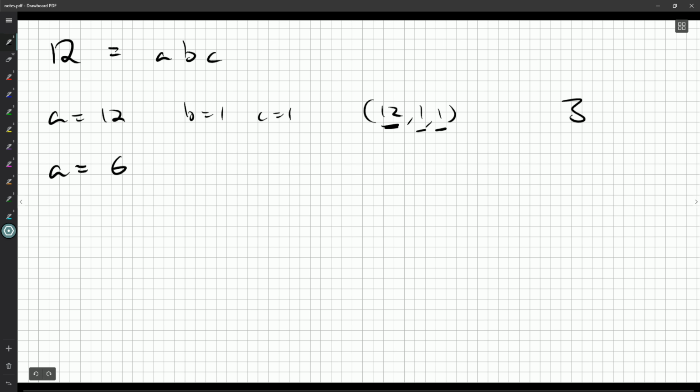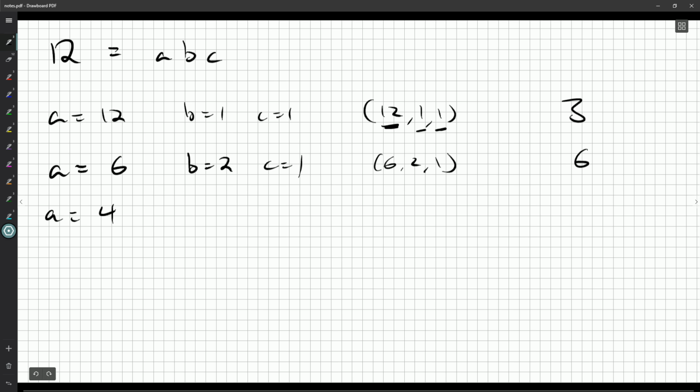What if A were 6? Well, then B times C has to be 2. But B and C are still positive integers. 2 is a prime, so you're going to be left with one of them being 2, the other one has to be 1. But that's 3 different numbers, so I don't need to do all the rearranging stuff. That's 6 ordered triples.